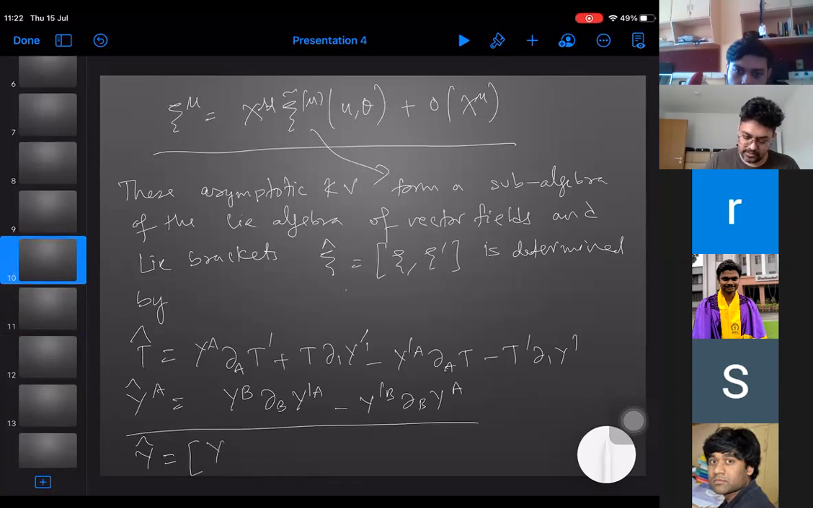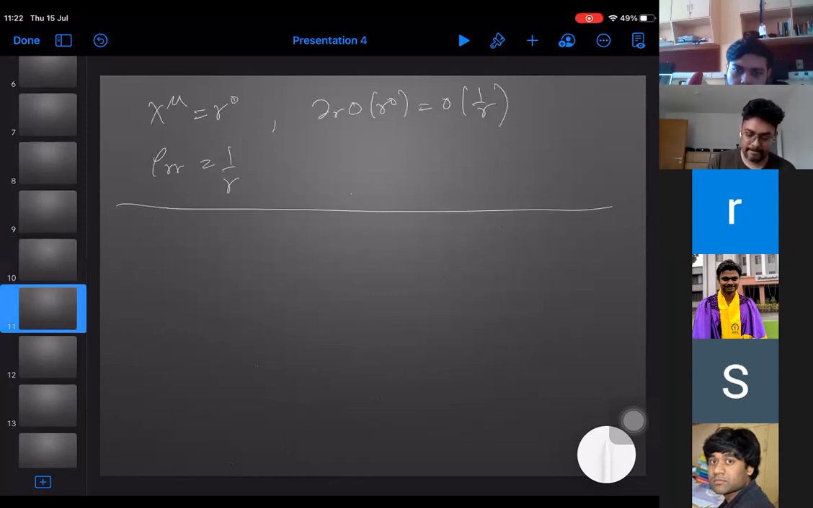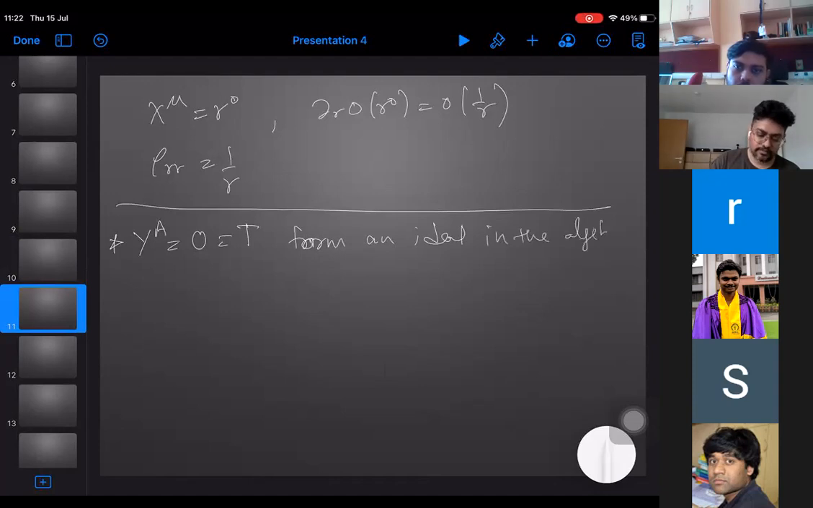Over here you can directly do this, and you get back these equations. I have just omitted the a's and b's and all, so it's just like that. So it follows that these asymptotic Killing vectors, for example for y equal to 0 and t equal to something, form an ideal in the algebra of asymptotic Killing vectors.